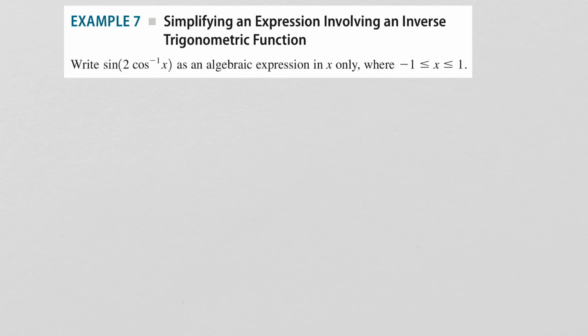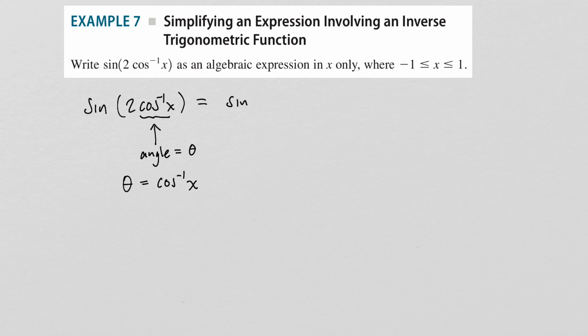Next, let's talk about simplifying an expression involving an inverse trig function. In this case, we have sine of 2 inverse cosine of x. The main thing to remember is anytime you have an inverse trig function, this is always equal to an angle. So let me give that angle a name. Let me call it theta. If I call theta inverse cosine of x, then this expression basically just turns into the sine of 2 theta. And we know the sine of 2 theta is 2 sine theta cosine theta.